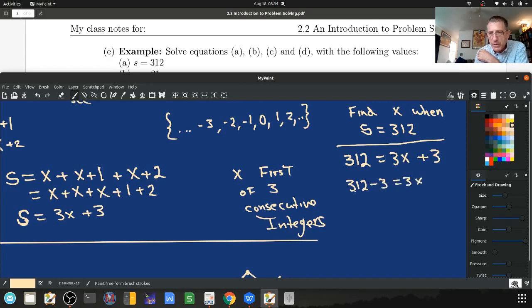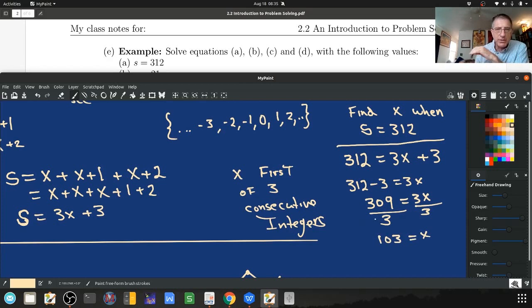So 312 minus 3 is 309, is equal to 3x. So now all I have to do is, I know how many 3x's are. I want to know how many 1x is. So I divide both sides by 3. And 309 divided by 3 is 103. And that gives us our value for x.